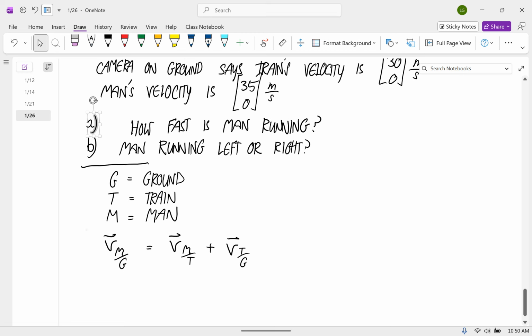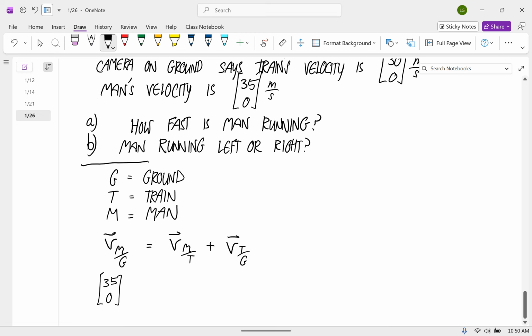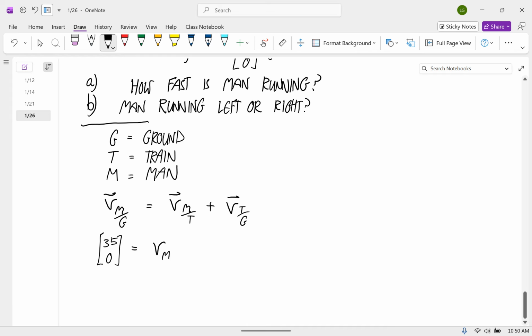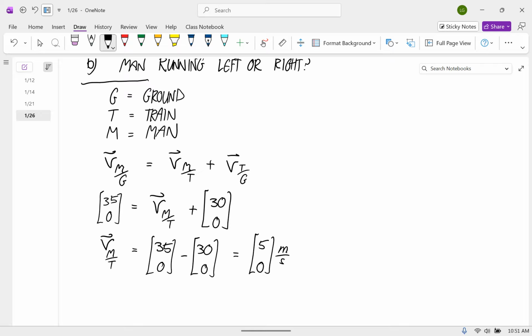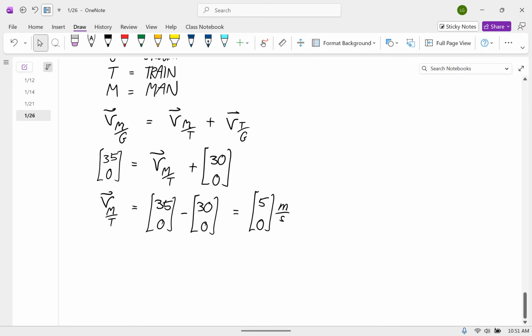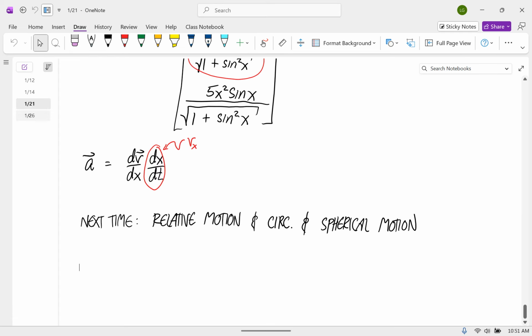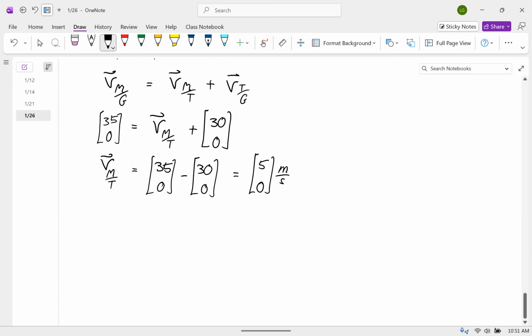Okay, so the velocity of the man relative to the ground is 35.0. And that's equal to the velocity of the man relative to the train, which we're not given, plus the velocity of the train relative to the ground, that's 30.0. And so the velocity of the man relative to the train is equal to 35.0 minus 30.0. And so you get 5.0 meters per second. So the speed of the man is the magnitude of that. So the run speed is just 5 meters per second, which is not close to the world record. It's like maybe 11 miles an hour.